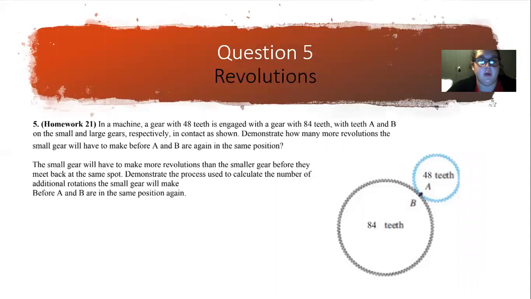We're going to move on to question 5, and I labeled this section revolution because we are talking about a machine with a gear with 48 teeth engaged with a gear with 84 teeth. A and B are on the small and large gears, respectively, in contact as shown. They want us to demonstrate how many more revolutions the small gear will have to make before A and B are in the exact same position again.